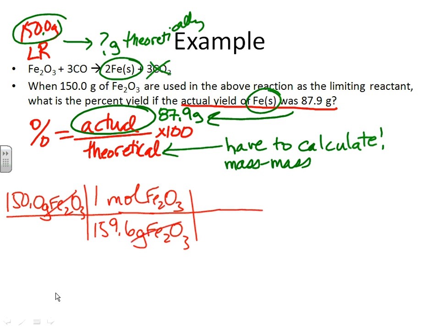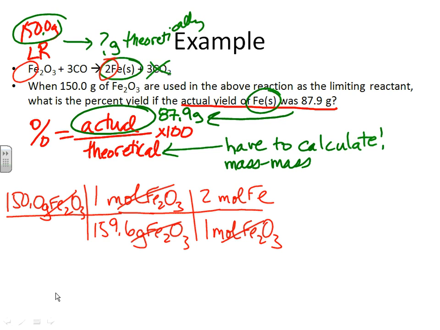Now we're going to use the coefficients. We're going to say that for every 1 mole of Fe2O3, it should be producing 2 moles of iron solid. So this is our coefficients. 1 mole Fe2O3 makes 2 moles of Fe. Moles of Fe2O3 have canceled. We do need to take it one step further. You do need to convert it into the mass. You can't leave it as moles of iron.